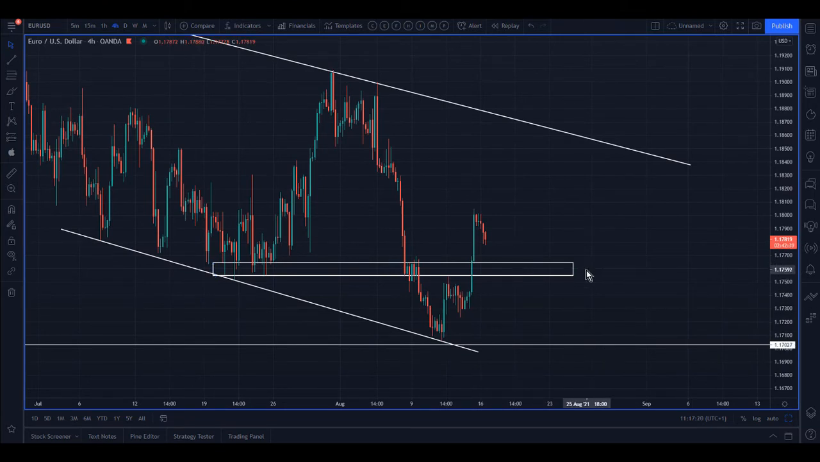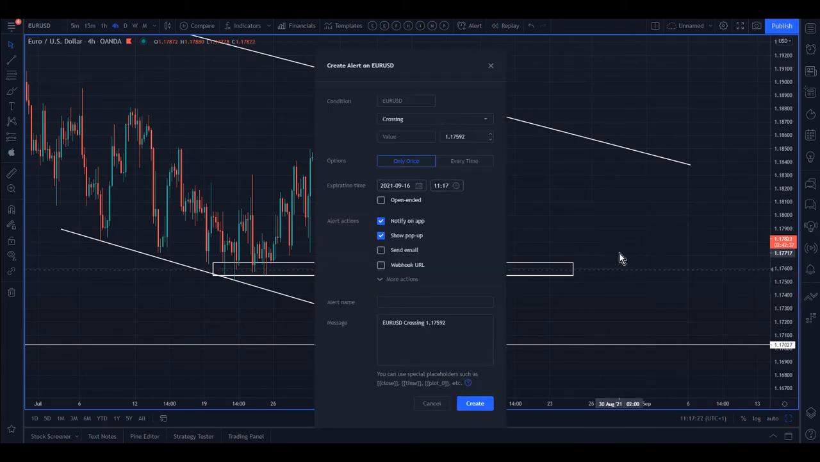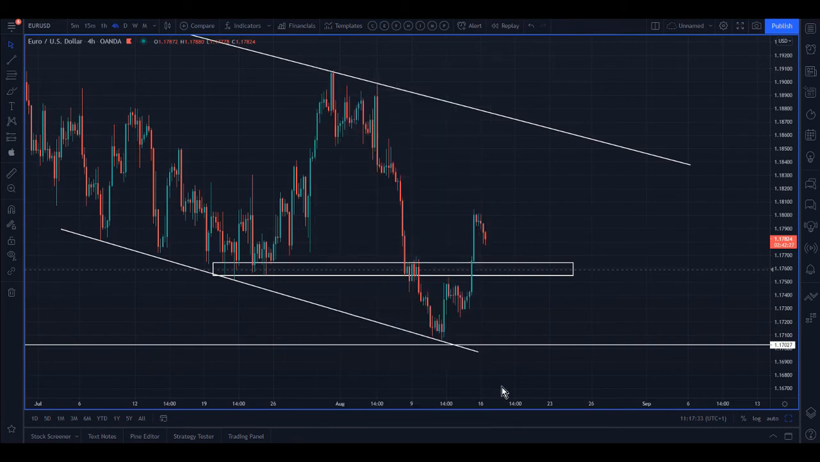In fact, I'm not too sure why, but there's no alert set there. So I'm just going to put that in. Alerts are really good, guys. Make sure you use them. So we could see downside down into this zone, then we'll see what happens there. So basically impulse correction, impulse correction, impulse.